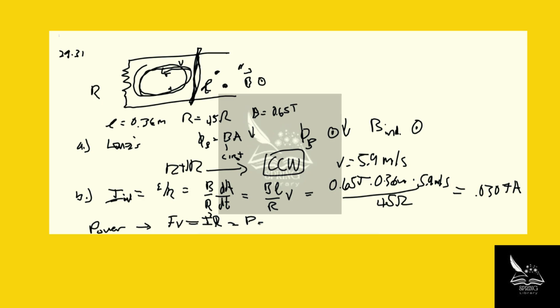So the power is given as 0.0307 squared times 45 ohms. And this comes out to being 0.042 watts. Awesome. And again, since we have a counterclockwise current, this is the magnitude of the current, and this is the power dissipated. That's it.